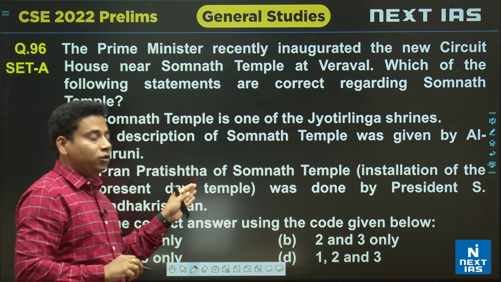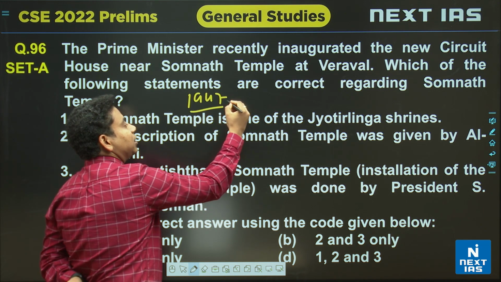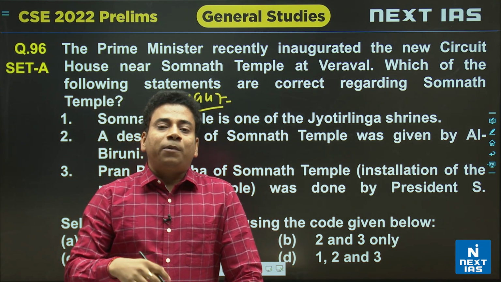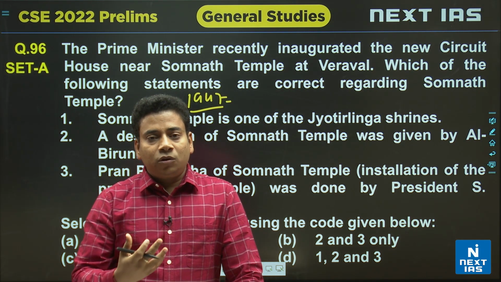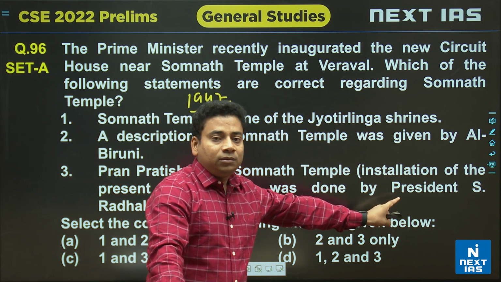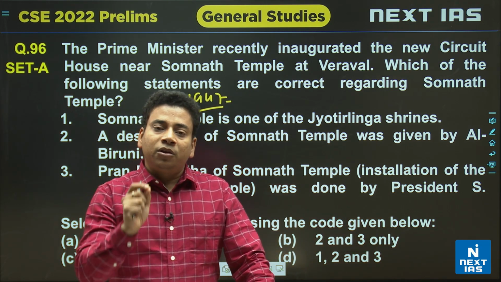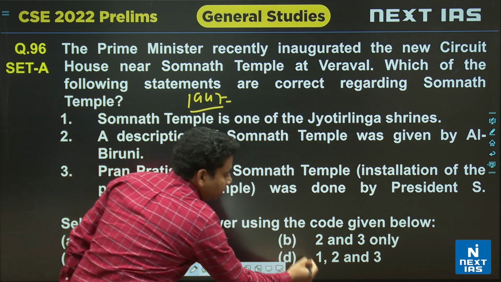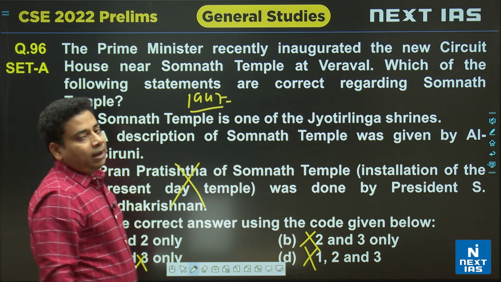And in this, when India got independence in 1947, Sardar Vallabhbhai visited the place, and then he decided on the Pran Pratishtha and the making of the new temple, or you can say the restoration of the temple. At that time, the president was not Sarvapalli Radhakrishnan, the president was Rajendra Prasad. So the third one will be the wrong one, and if you eliminate the third, you will get your answer, and that is 1 and 2.